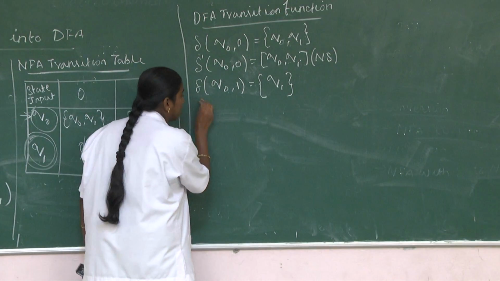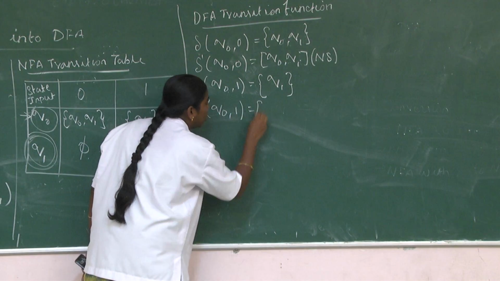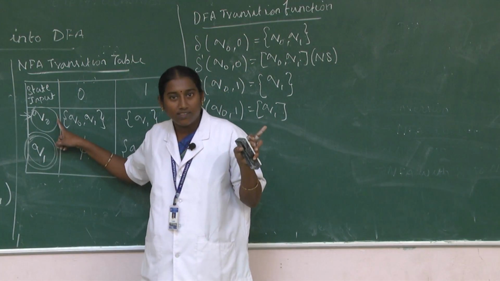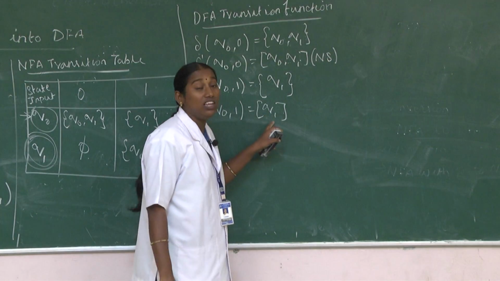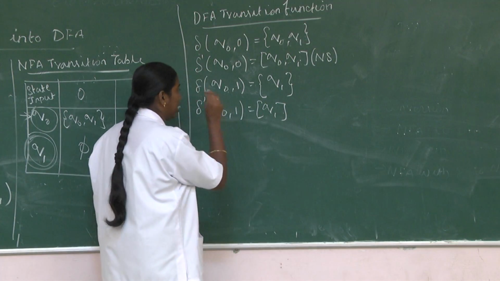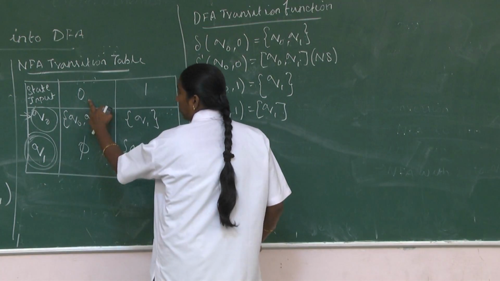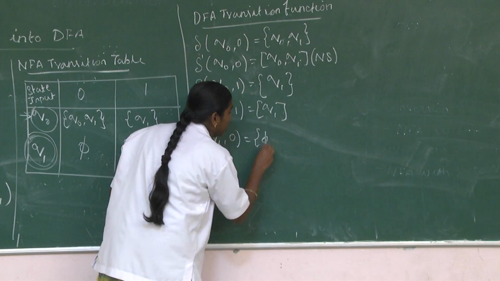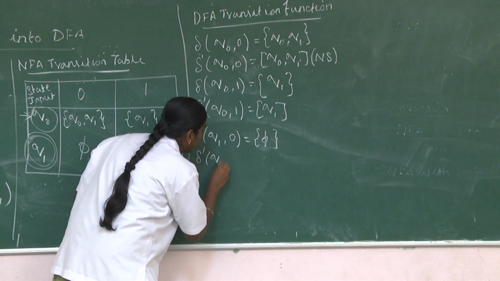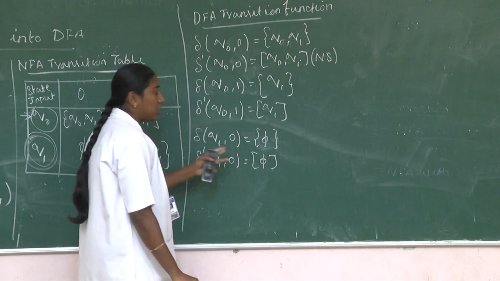I need to convert this into a DFA, so delta dash of Q0 comma 1 is equal to Q1. Now I need to check whether the state is available in the table. Q1 is an available state, so we need not consider it as a new state because it is already in the table. So we leave it. Next is delta of Q1 comma 0. It is a phi state, so we need not consider it because there is no state. Delta dash of Q1 comma 0 is phi; we need not consider this one either.